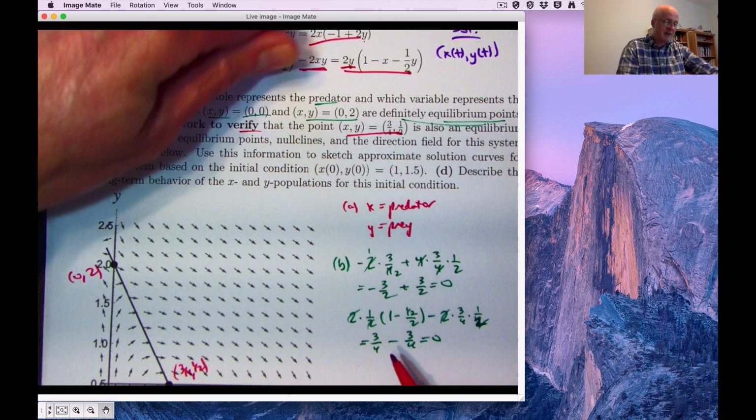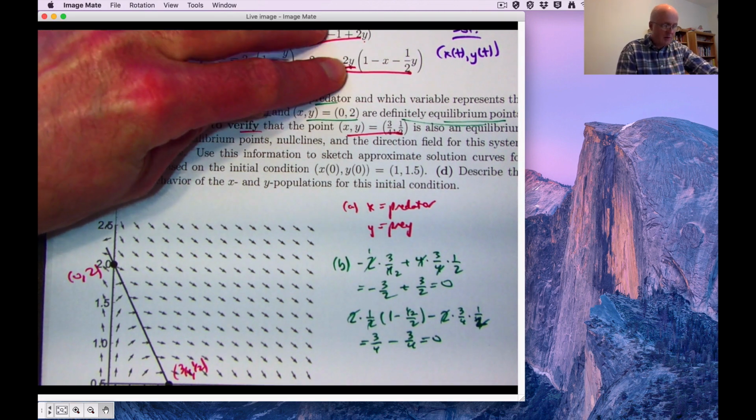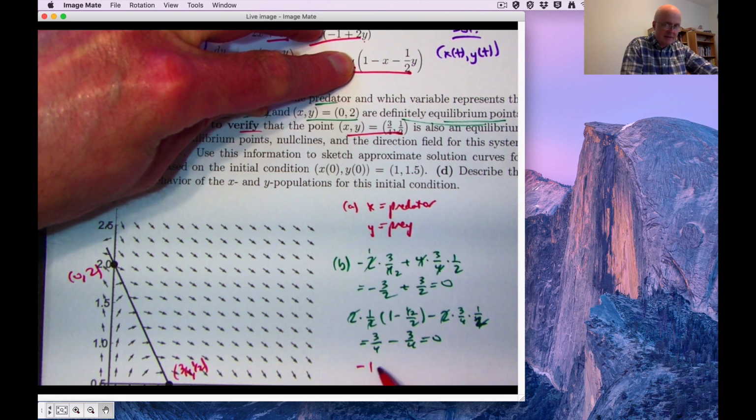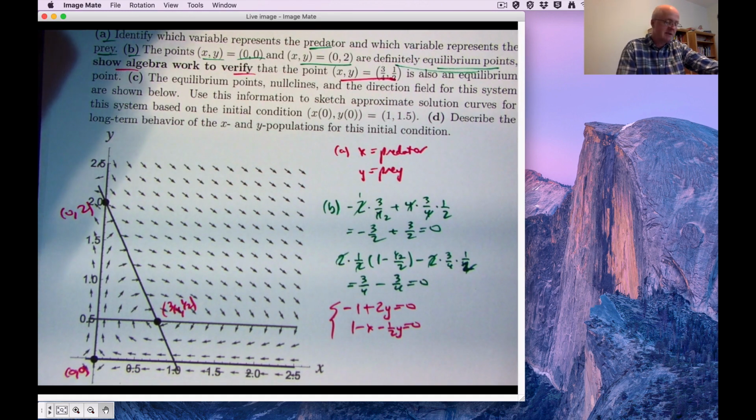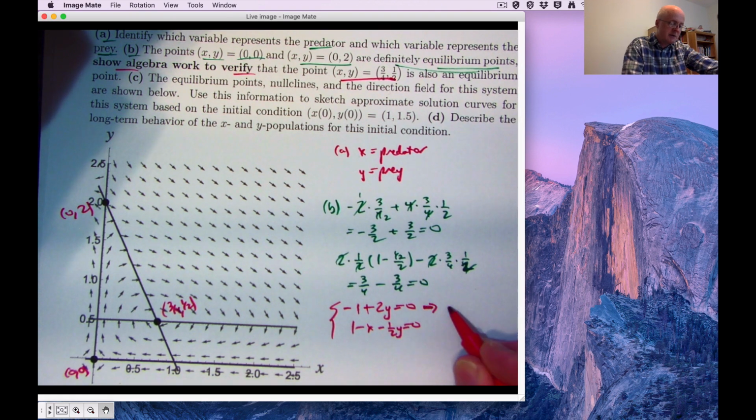But if you needed to solve for that, you'd want to ignore these first two parts and set both of these things equal to 0. -1 plus 2y equals 0. And 1 minus x minus 1/2 y equals 0, and solve that system of linear equations for x and y simultaneously. It's a fairly easy one to do because we can quickly solve for y to be 1/2 based on the first equation. Substitute that into the second equation. Add x to both sides. X is 1 minus 1/4, which is 3/4.